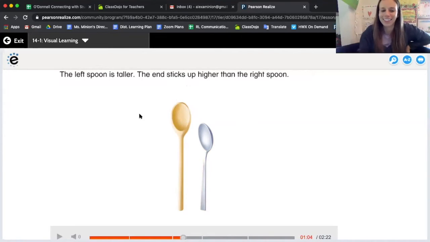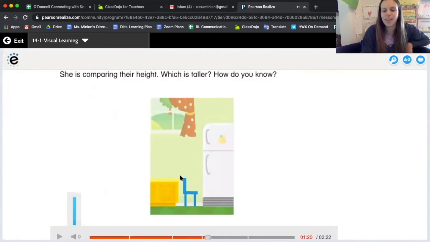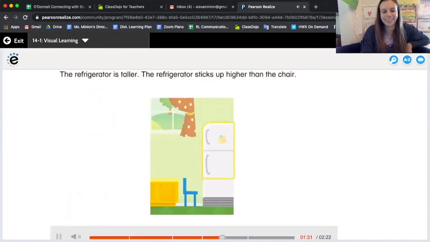I'm taller. Marta compares the refrigerator and the chair. If we're looking at the refrigerator and the chair, we're going to look at which one's taller. Which is taller? How do you know? The refrigerator is taller. The refrigerator sticks up higher than the chair.